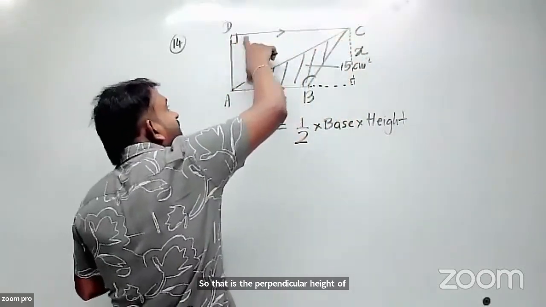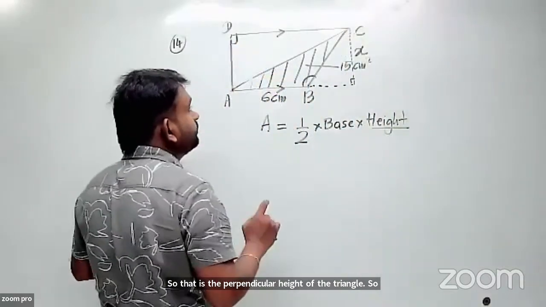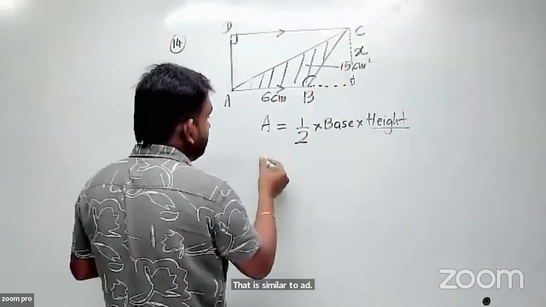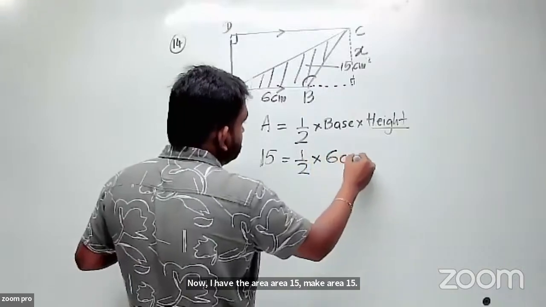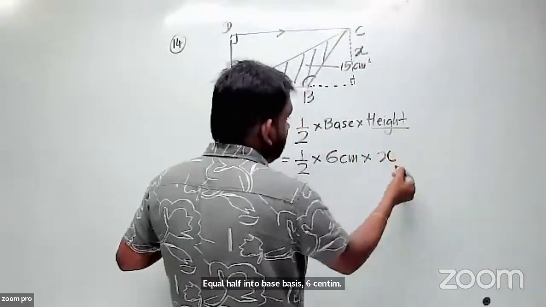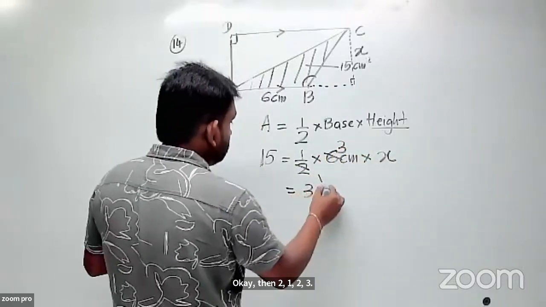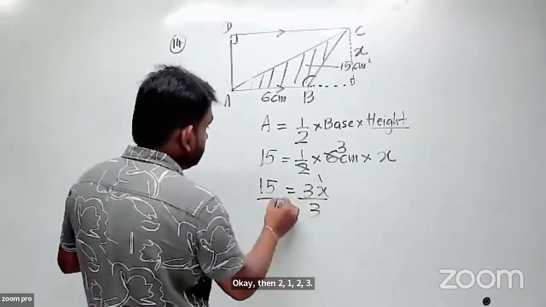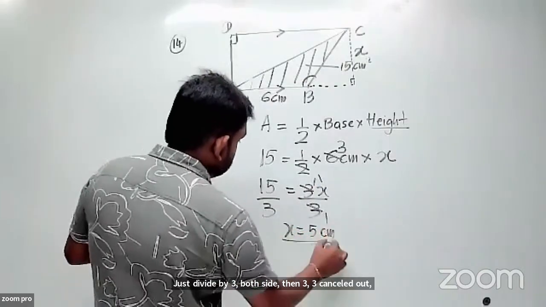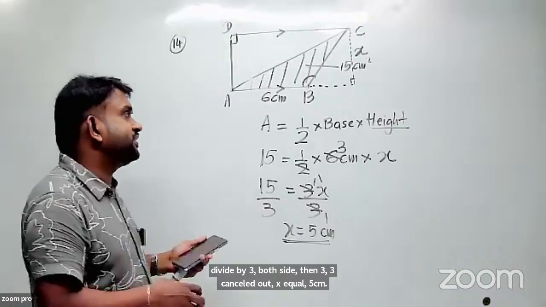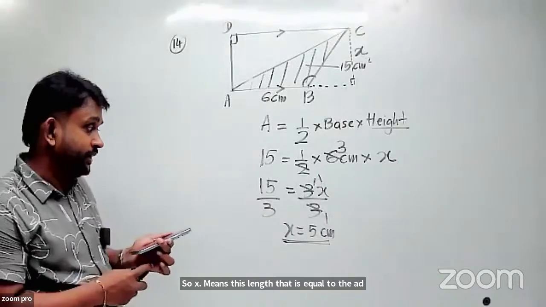So that is similar to AD. That means this perpendicular height is similar to AD. So now I have the area 15, make area 15 equal half into base, which is 6 centimeter, into height written as X. Okay, then 2, 1, 2, 3. Then 3 into X, 3X equal 15. Just divide by 3 both sides. Then 3 cancelled out. X equals 5 centimeter. So you get it. So X means this length, that is equal to the AD. In this way. Okay, right.